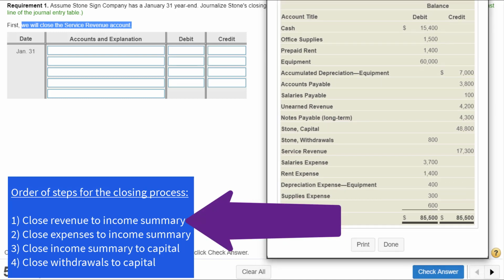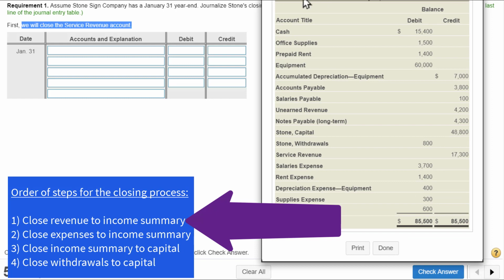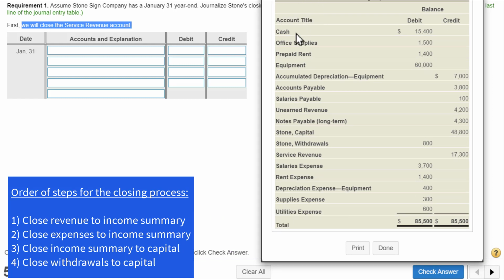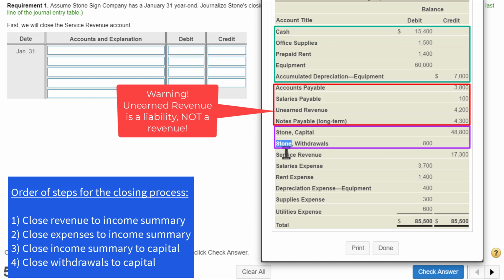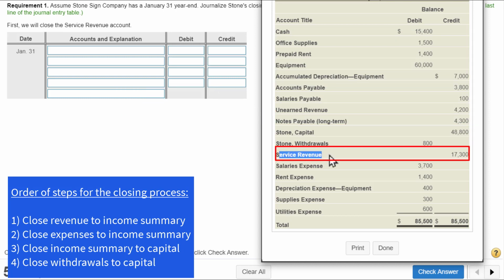So on our adjusted trial balance, let's look for revenue accounts. Assets are listed first. So here's assets and contra assets, then liabilities. So this is a liability, liability, liability, liability. And then we've got a capital, withdrawals, and then revenues are afterwards. So this is our only revenue account. Notice they show that our balance in service revenue is $17,300 on the credit side.